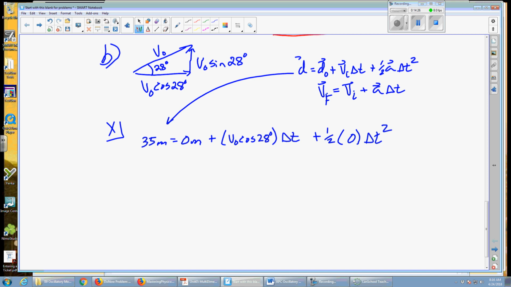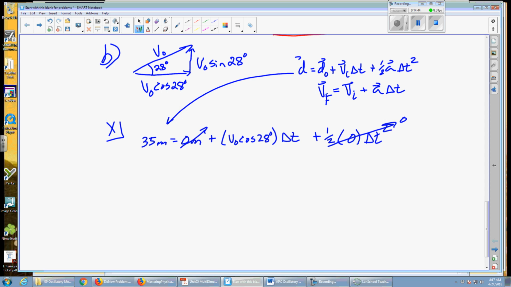All right. So I really can't go any further. I mean, that goes away, right? And that whole term goes away. But I don't know V0 and I don't know delta t. So I'm kind of stuck. Don't have enough information in the X direction.